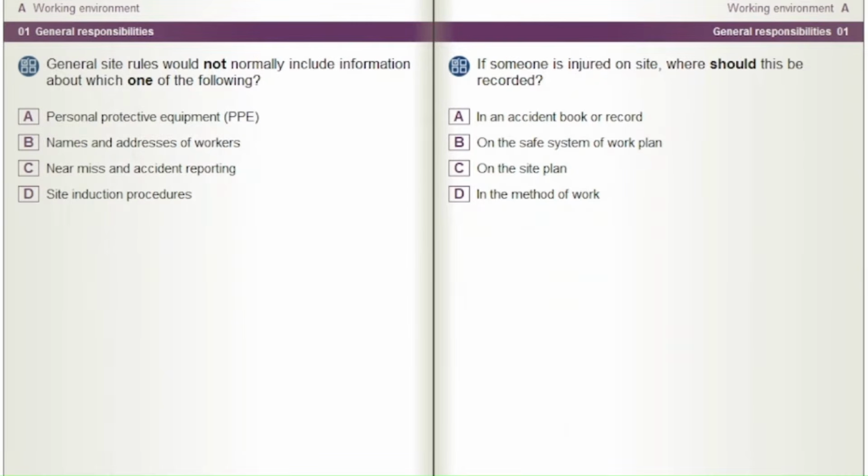General site rules would not normally include information about which one of the following: personal protective equipment, PPE, names and addresses of workers, near-miss and accident reporting, site induction procedures. If someone is injured on site, where should this be recorded? In an accident book or record, on the Safe System of Work plan, on the site plan, in the method of work.